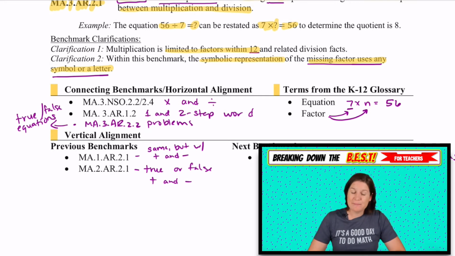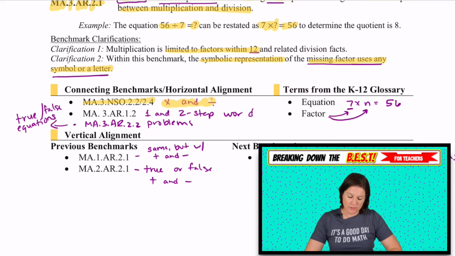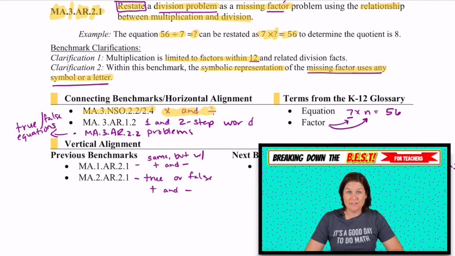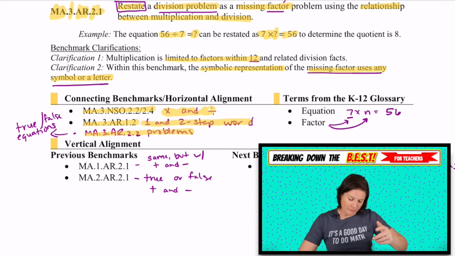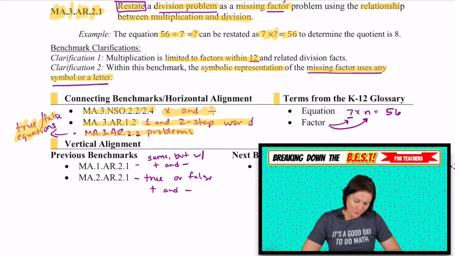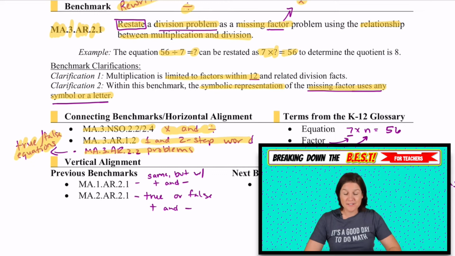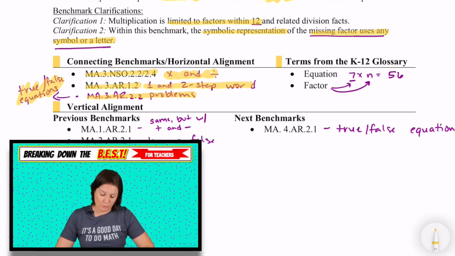We have some connecting benchmarks here. 3.NSO.2.4 and 2.2 both involve multiplication and division. Third grade is heavy in multiplication and division, as it has been for years, even in our Common Core days. But for AR 1.2, we've got 1 and 2 step word problems. And the one coming up, I wrote this one down as 3.AR.2.2. I was looking at problems with true or false equations, which are awesome and can definitely be related to what we're doing today.